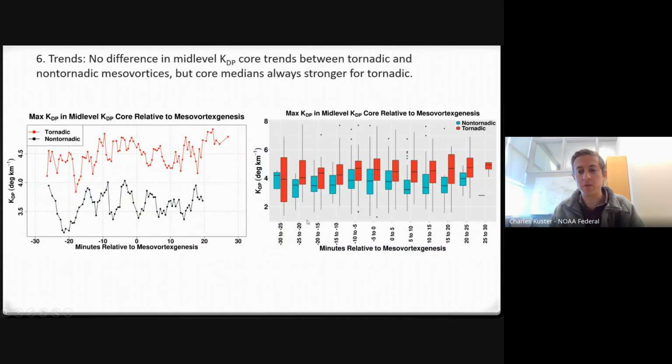We did the same idea, but we split it out into 5-minute time interval bins. So once again, this 0 right here would be when the mesovortex is developing. Red is the tornadic mesovortices. Blue are the non-tornadic mesovortices. You can see that basically for all times, the median of the tornadic mesovortex KDP core is higher than, or very close to, the 75th percentile of the non-tornadic KDP cores. So at all times, the mid-level KDP cores are stronger for tornadic mesovortices than non-tornadic mesovortices.